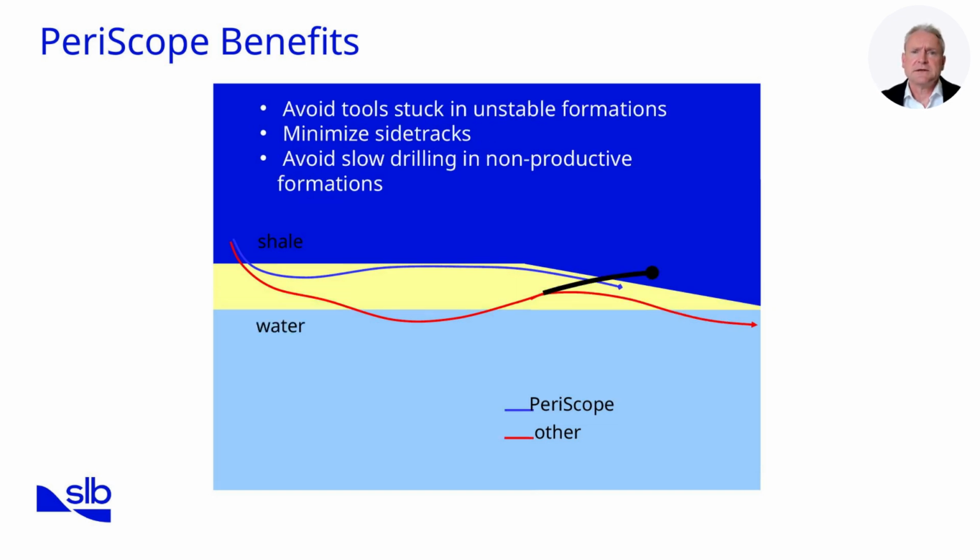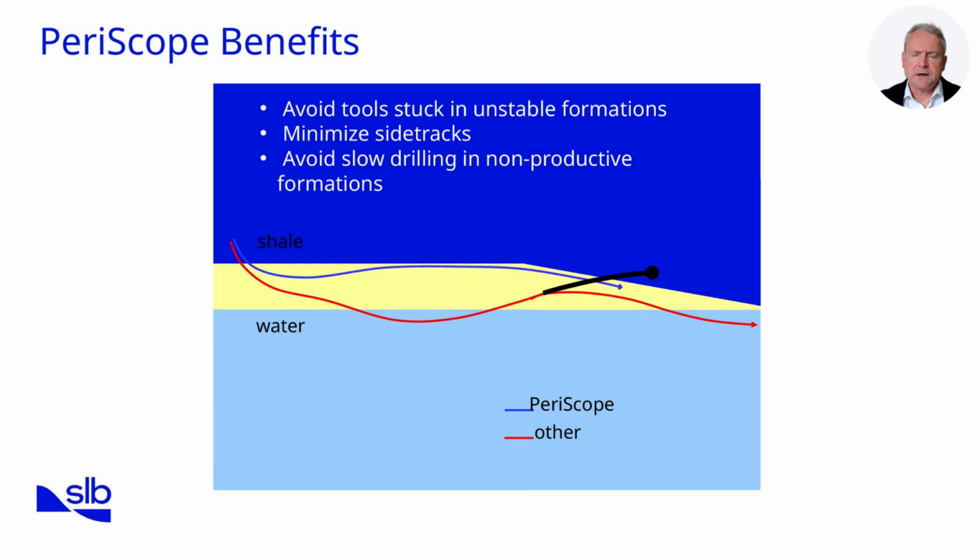This final benefits slide highlights the operational risk reductions offered by periscope. By detecting formation boundaries in advance, the tool helps avoid unstable formations that can trap or damage downhole equipment. This reduces the likelihood of stuck tools, saving costly fishing or sidetracking operations.